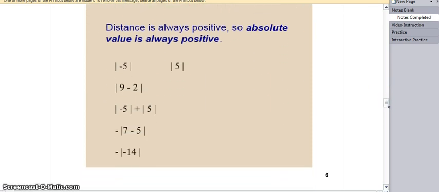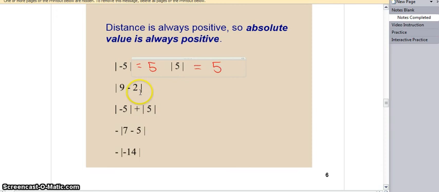Distance is always positive, and when we're finding absolute value, we're always finding the distance. Therefore, absolute value is always positive. So let's do some problems together. What do you think the absolute value of negative 5 would be? It's going to be 5. It's always positive. What do you think the absolute value of positive 5 would be? It's going to be 5 as well. So again, absolute value and opposite are different.